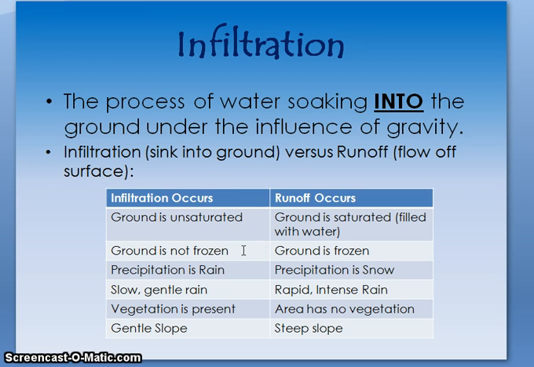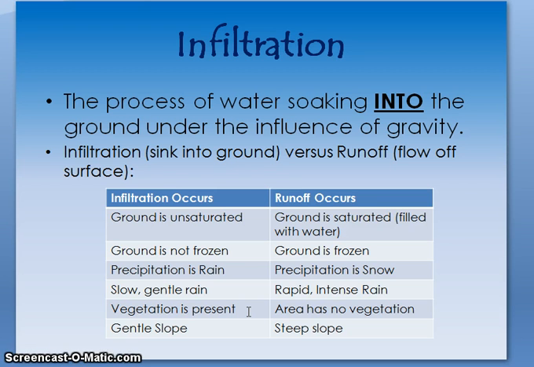Whether the ground is frozen or not. If the ground is not frozen, obviously water can seep in, but if it is frozen, it's going to be impermeable. Water will not be able to infiltrate. Precipitation has to be rain. Snow is just going to pile up at the top, so that's not going to have infiltration. Slow, gentle rain versus a rapid, intense rain. If you've ever seen a very heavy rainfall, water can't seep in that fast. So what's going to happen is eventually it will seep in, maybe, if there's enough space. But at that moment, if it's too intense, runoff will occur. It has to be slow enough for the ground to accept it.